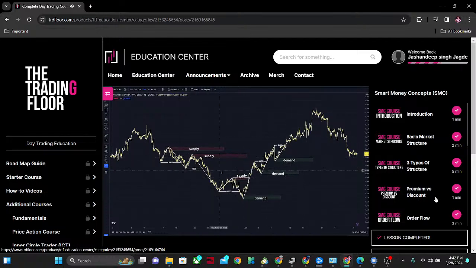Once the sellers and supply lose control and demand starts pushing the price up, demand will always push price past these supply zones because, like you learned in the course, price likes to sweep up trendline liquidity. See how it targeted that liquidity? Grabbed it and then came down.